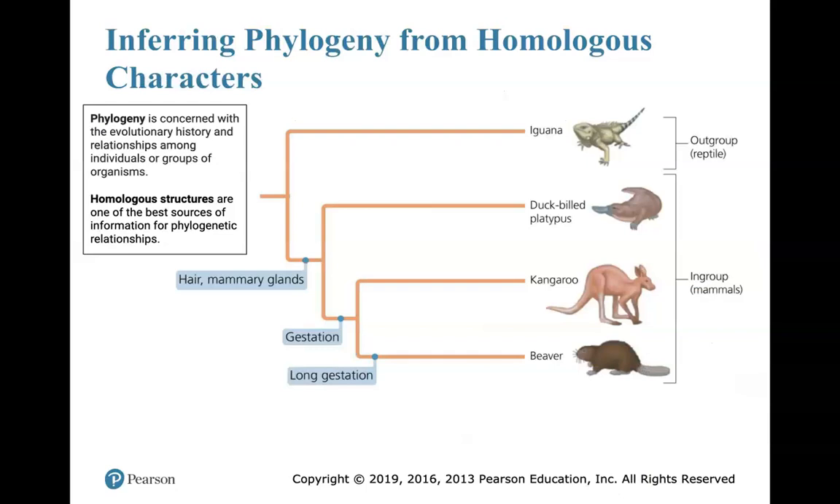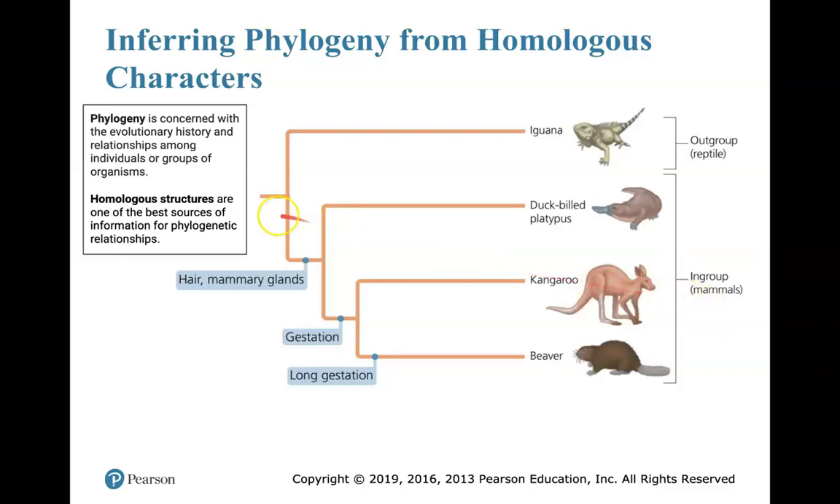So inferring from these trees, we can actually look at homologous characters. Remember, the idea of a homologous structure tells me common ancestry. So if you share a common ancestor, homologous structures are going to be there and be the best sources for that phylogenetic relationship. Phylogeny is concerned with the evolutionary history and relationships. Homologous structures determine this phylogeny and help us understand that.